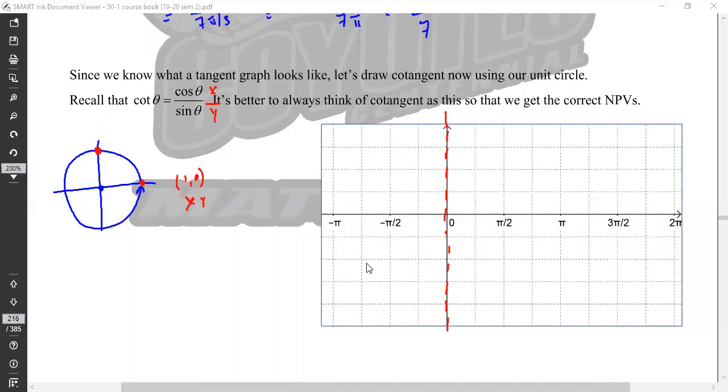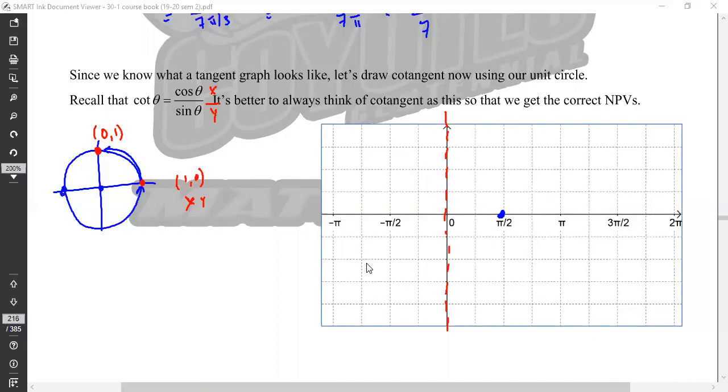At 90 degrees, which is pi over 2, what do we have? We have 0 comma 1 is our coordinates there. And if it's x over y, that's 0 over 1. So at pi halves, cotangent of pi halves is 0. Our ratio of x over y, our x is getting smaller, but our y is getting bigger. So it should be decreasing there.